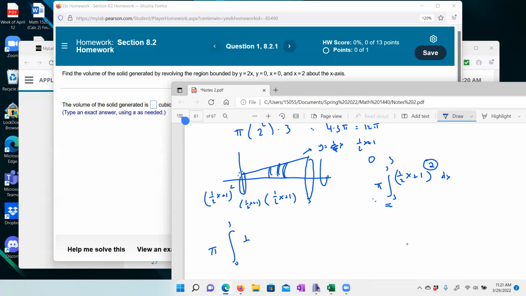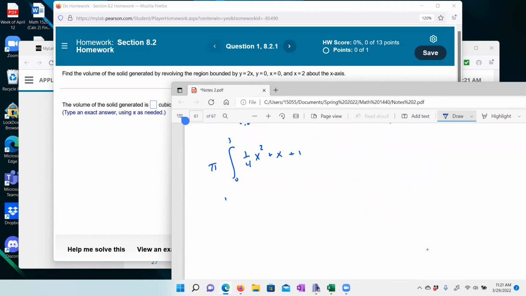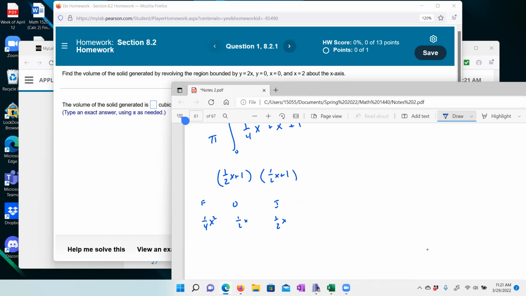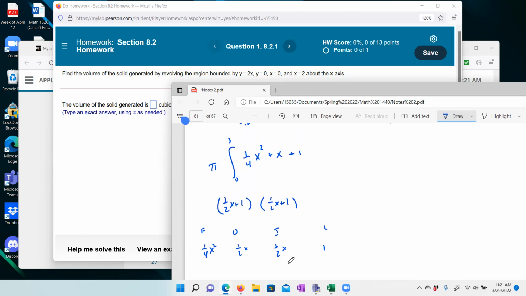So 1/2 times 1/2 is 1/4, so we have 1/4 x squared. We have 1/2 x plus 1/2 x, so that's just going to be plus x. And then 1 times 1 is just 1. All I did to get this value was say 1/2 x plus 1 times 1/2 x plus 1. My firsts, that's 1/4 x squared. My outers, that's 1/2 x. My inners, that's 1/2 x. And my lasts are just 1. I just added those up. So 1/4 x squared plus 1/2 and 1/2 makes 1, so 1x plus 1.